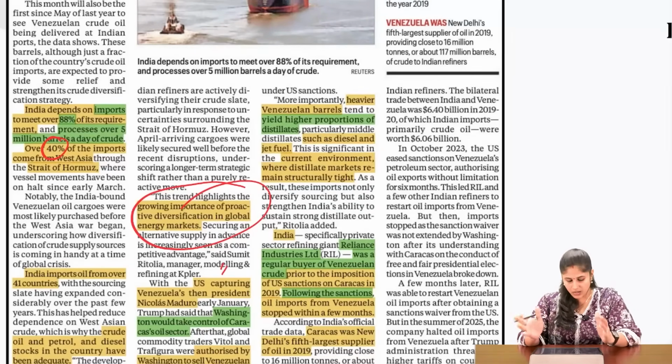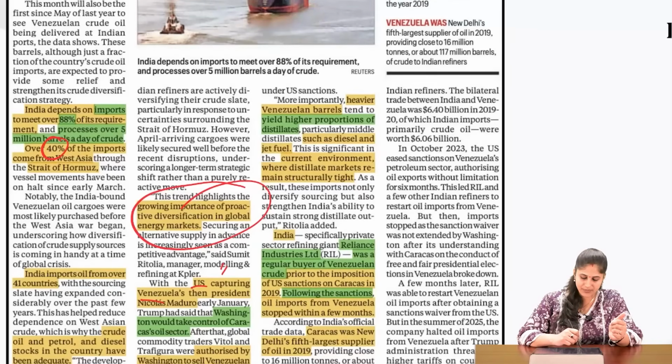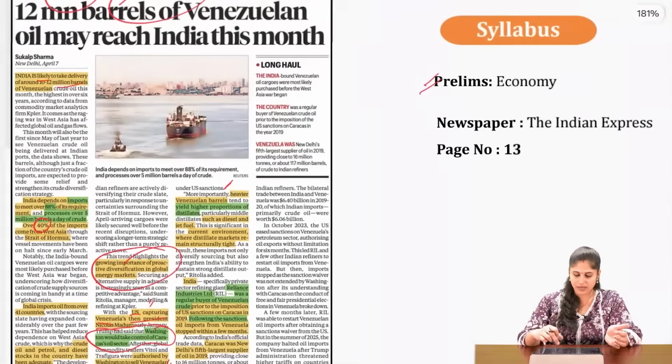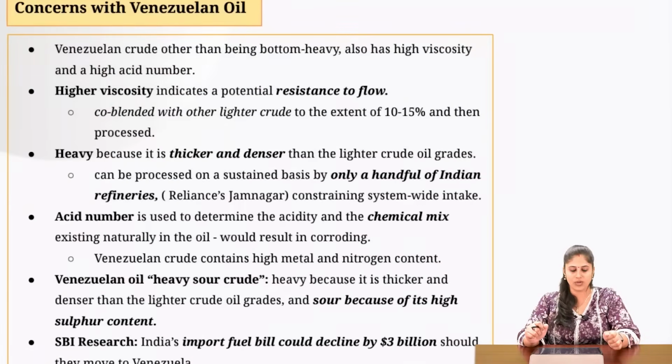Okay, so earlier the US captured the Venezuelan president Nicolas Maduro, and then Washington, that is the US, took control of the Venezuelan oil sector. But it has authorized the Venezuelan global oil companies to export the crude oil, and that is the reason India started importing crude oil from Venezuela. But there are certain problems with the Venezuelan crude oil.